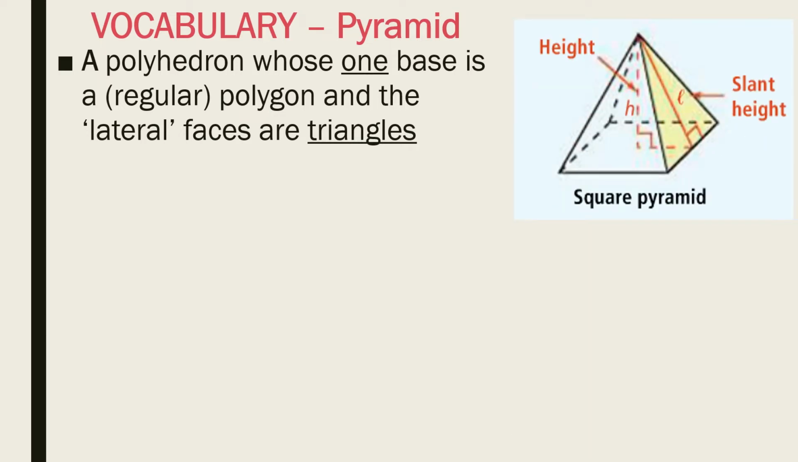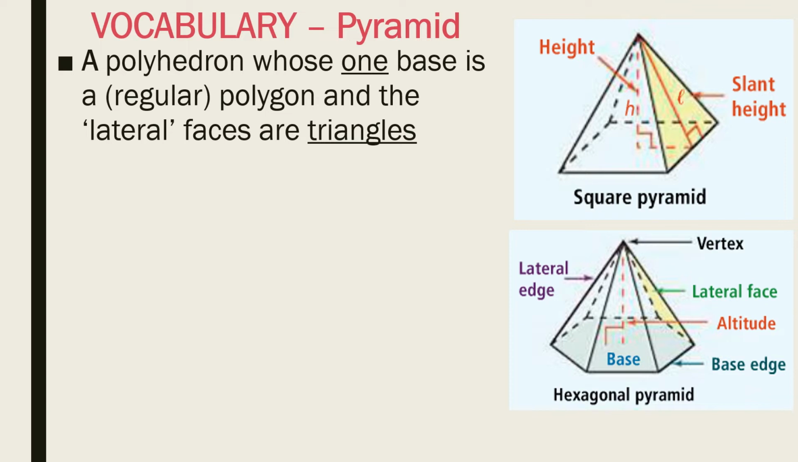So here's an example, right? We have a pyramid that has one base that is a square, and then all of the lateral faces around the sides are triangles, okay? Here's another one where we have a hexagonal base down here. So it's called a hexagonal pyramid. And then each of those lateral faces are triangles.